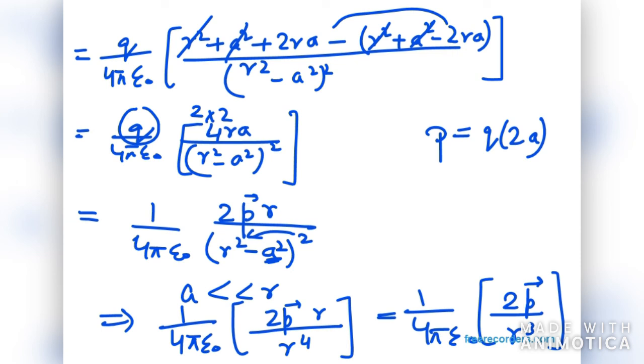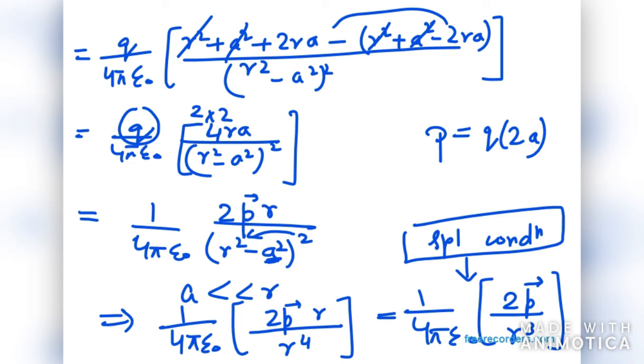So this is when dipole is of very small length. So this is a special condition. It should be applied when we have a very small dipole as compared to R basically. So that's your answer for electric field on axial line of an electric dipole.